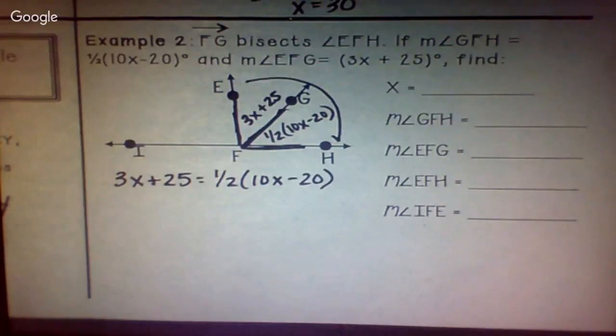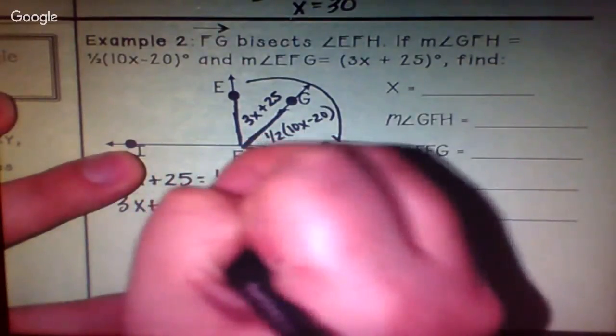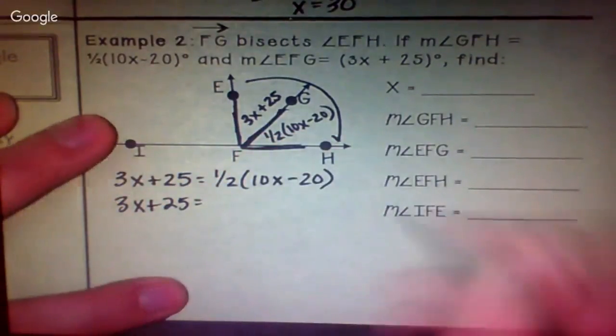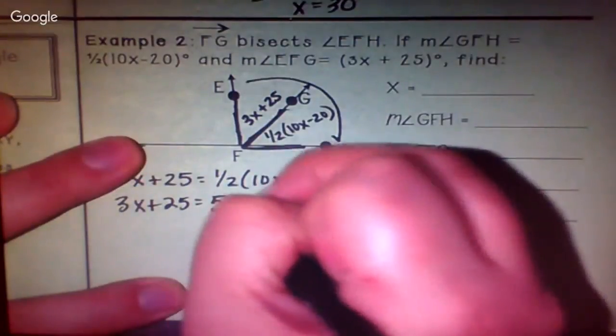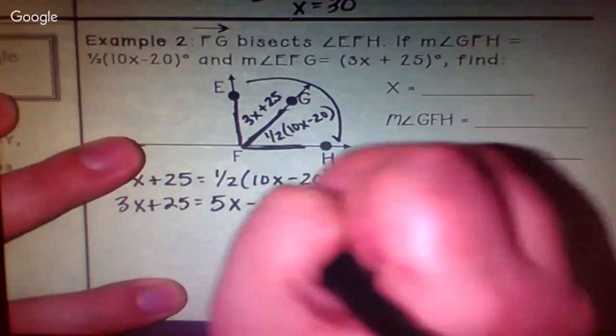What's my first step to solving this? Distribute. So nothing changes on the left-hand side. What's half of 10x? 5x. What's half of 20? 10.